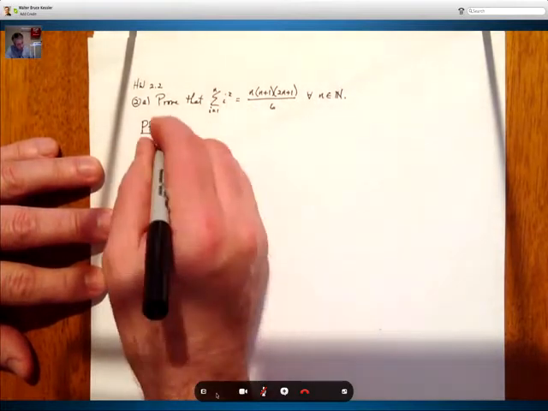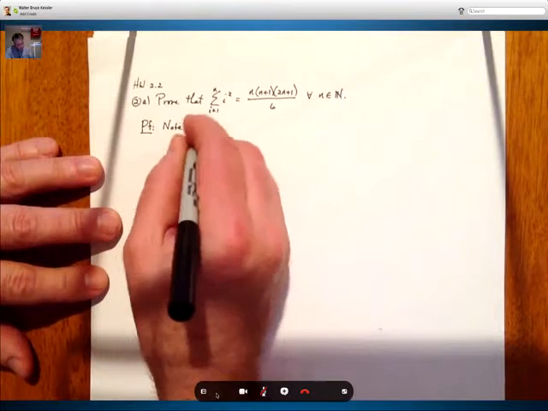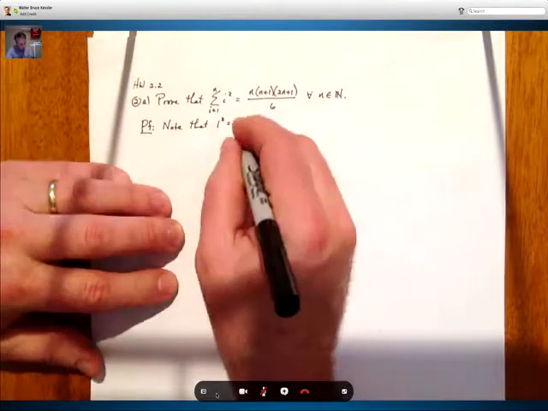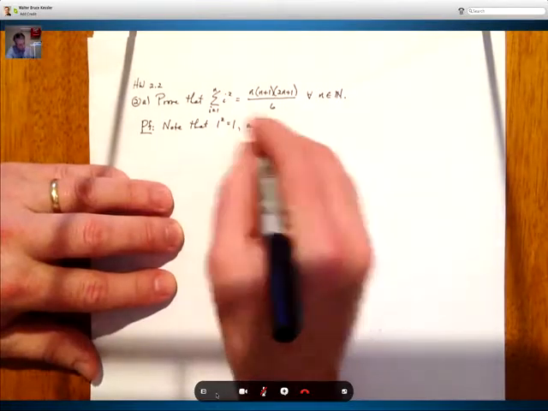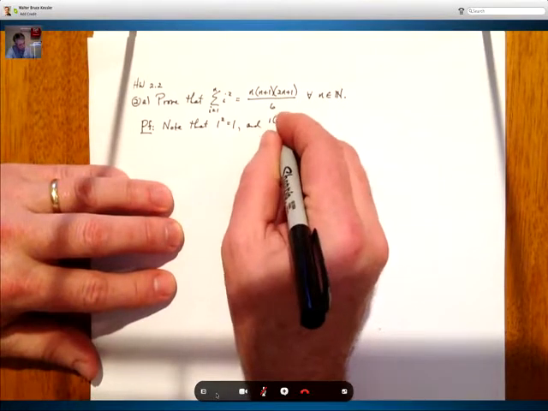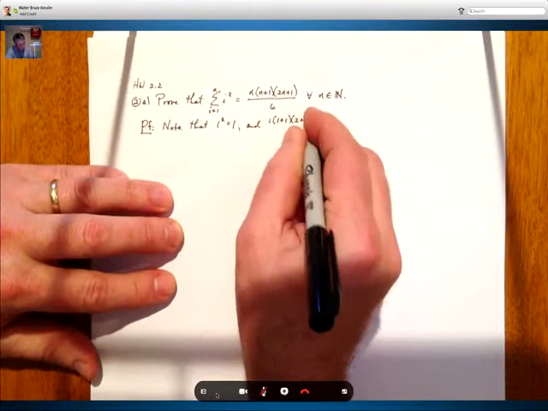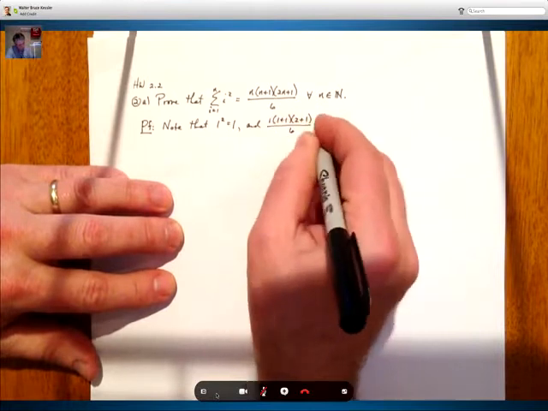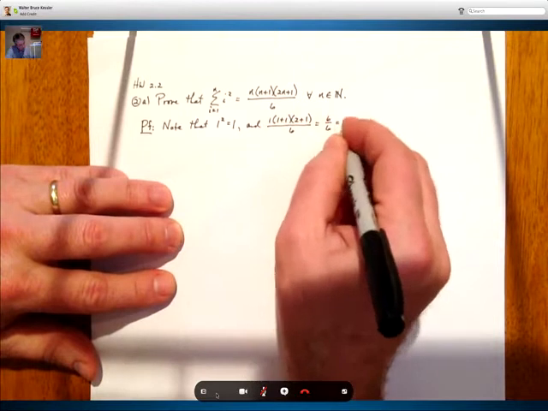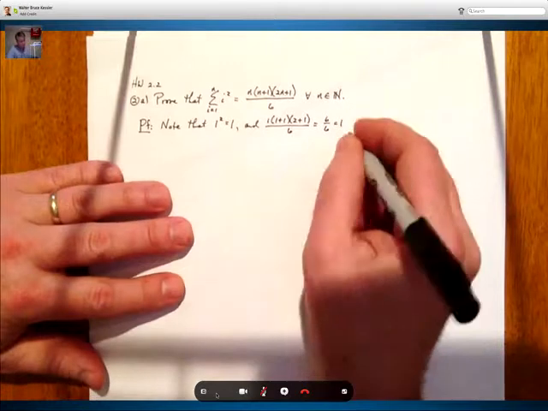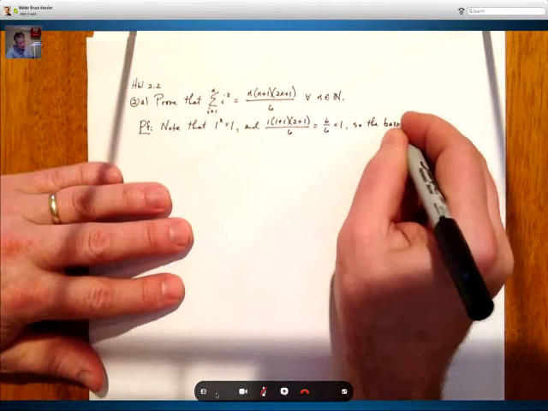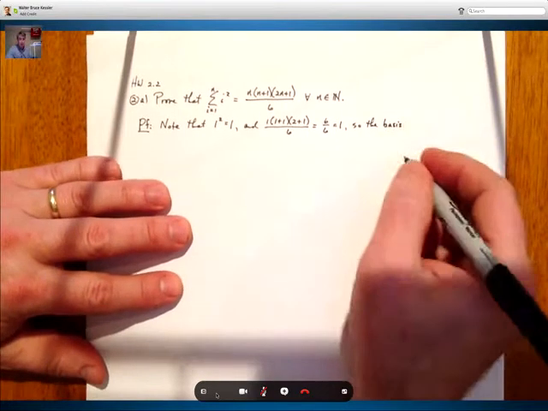I would look at this formula and say something to the effect, note that 1 squared is 1. And then look at this formula with n equal to 1. So this is 1 times 1 plus 1 times 2 plus 1 over 6. So this is 1 times 2 times 3, which is 6 over 6, and that is 1. So the basis or initial step holds.